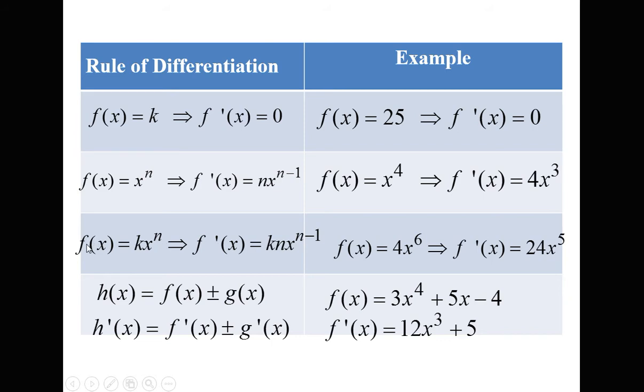For example, you have this f(x) equal to kx power n. So how to differentiate this? You dekat depan dah ada huruf k, unknowns, and then n you pindah depan, salin balik x, and minus 1. For example, you have this f(x) equal to 4x power 6. So f prime x is 6, you pindah depan, you multiply with 4, you get 24. x, you salin balik, and then 6 minus 1, the answer is 5.